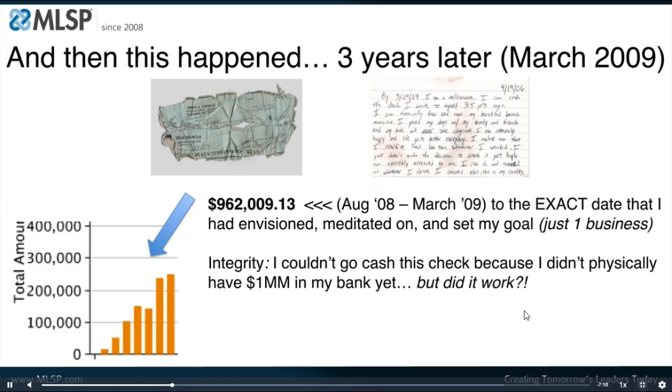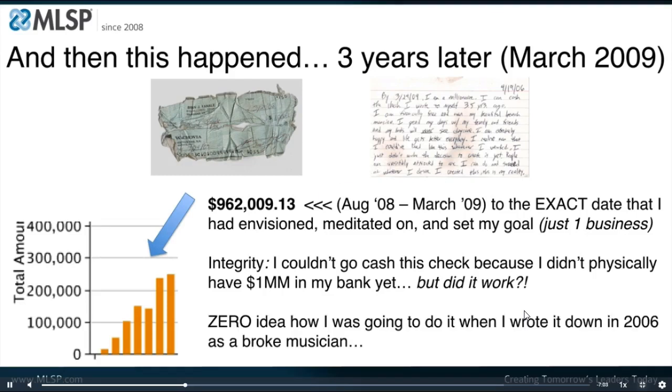Now, fast forward to March 2009, okay, the last 7 months of this 3-year goal where I'm going to build a 7-figure business, literally did just under 7 figures with just one of my businesses. I literally had zero idea how I was going to do it when I wrote it down back in 2006 as a broke musician. How is that possible? That's what we're going to get into.